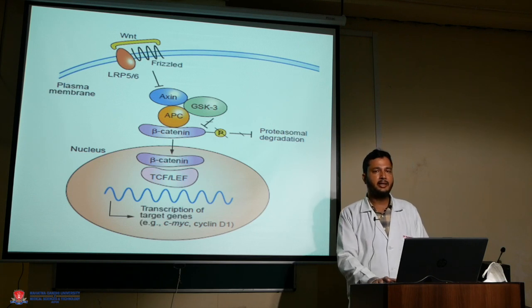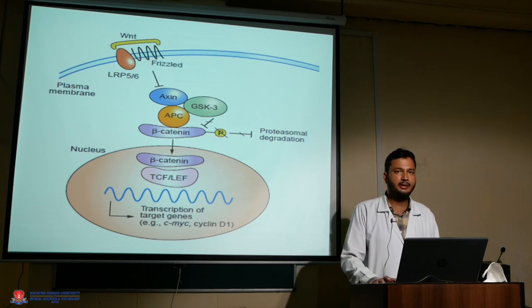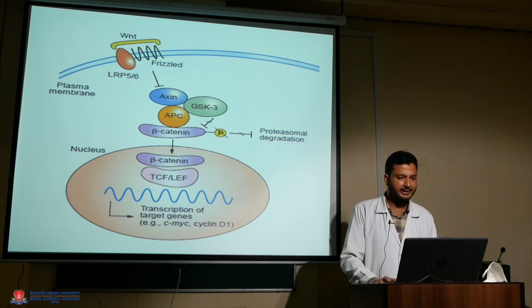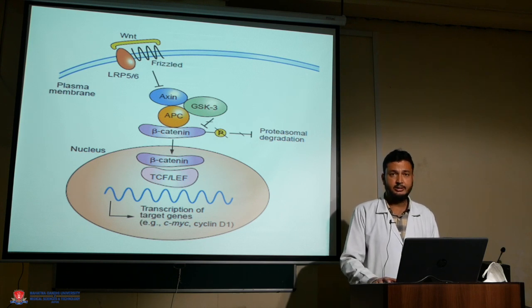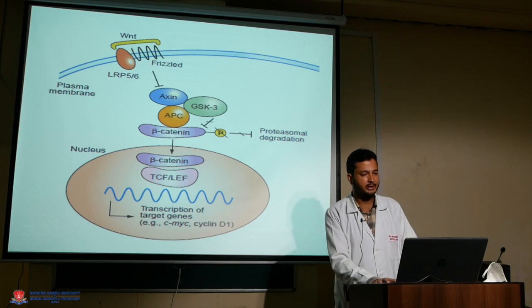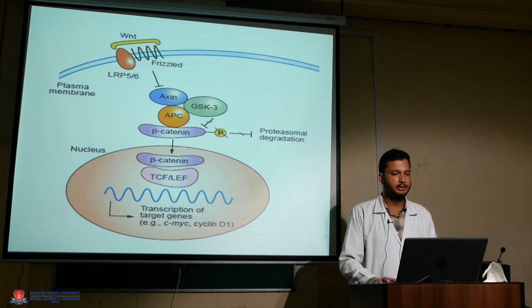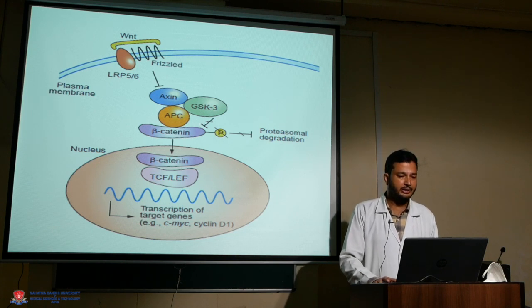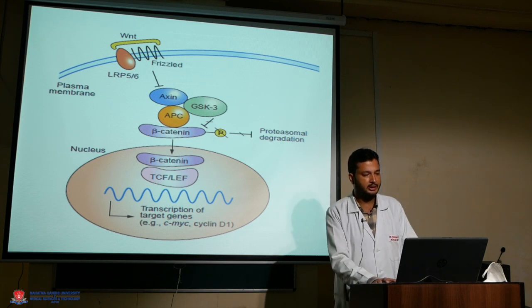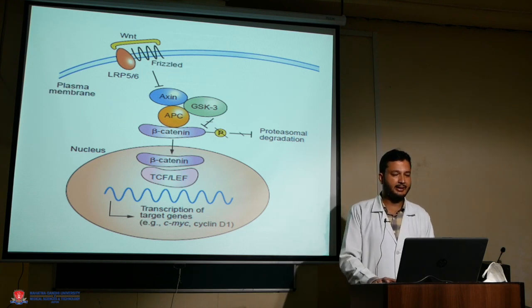So this is the picture where we can see how the Wnt signaling pathway is activated and how this signaling pathway goes downwards towards the nucleus, and how it causes transcription of target genes. The Wnt signaling pathway starts with the membrane receptor and goes through axin, APC, and beta catenin, and it goes to the nucleus where beta catenin causes transcription of target genes like c-Myc and cyclin D1.